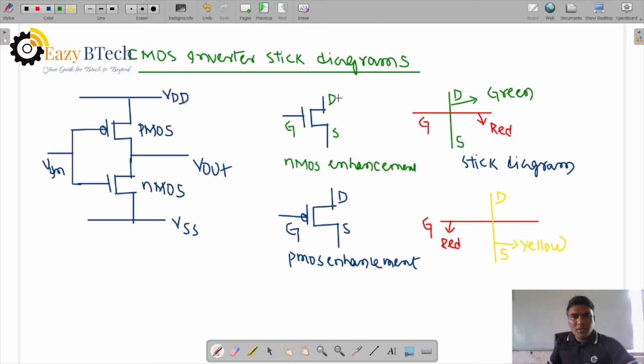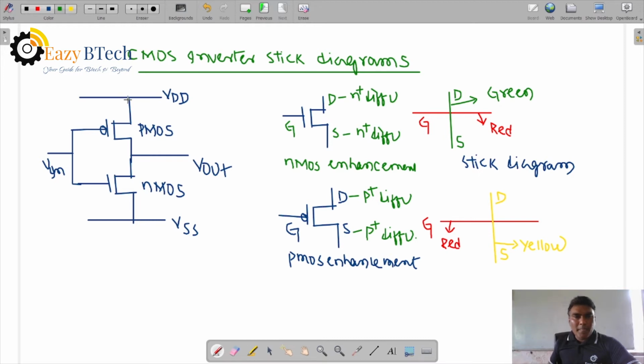In NMOS, the drain is N plus diffusion and the source is also N plus diffusion. In PMOS, the drain and source are P plus diffusion. So N plus diffusion is green, and P plus diffusion is yellow.